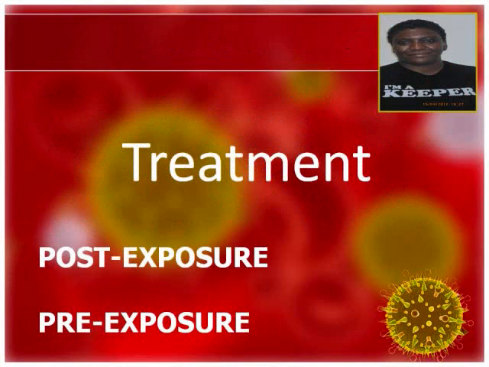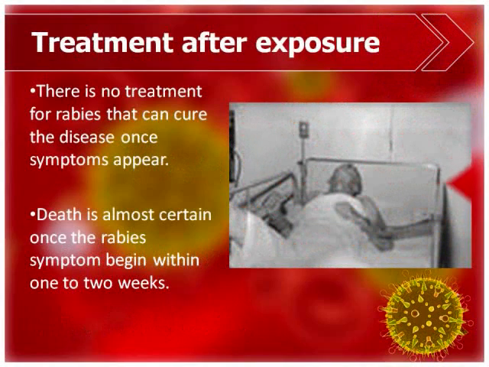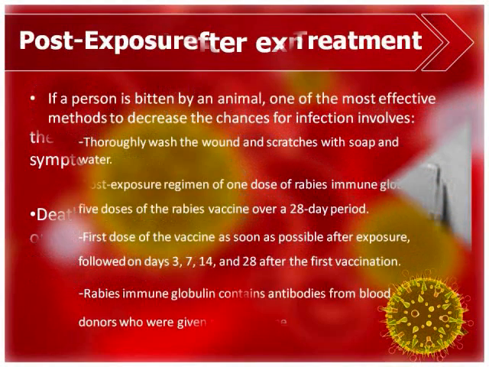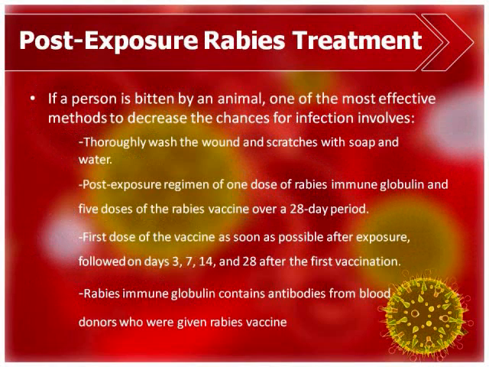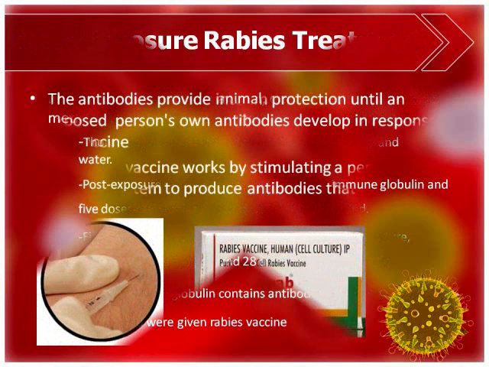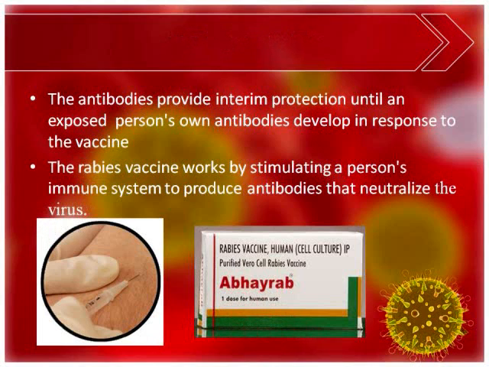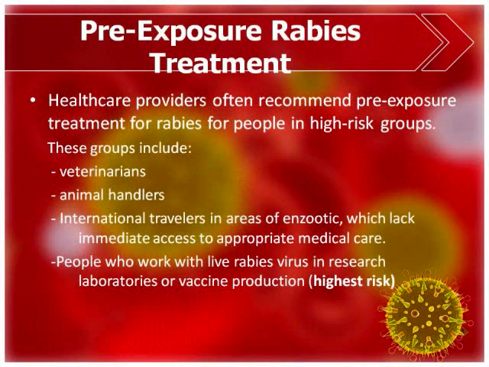There is no treatment for rabies that can cure the disease once the symptoms appear. Treatment for rabies consists of a regimen of 1 dose of rabies immunoglobulin and 5 doses of rabies vaccine over a 28-day period. The first dose of the vaccine is administered as soon as possible after exposure, and additional doses of the vaccine follow on day 3, 7, 14, and 28.